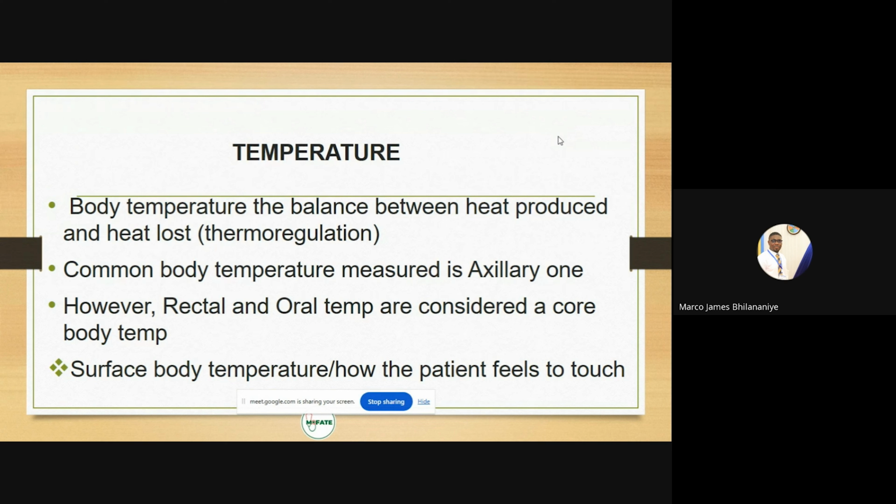So the temperature of the body is again a very important parameter to monitor. As the temperature goes down or up, it might affect the metabolic activity of the patient, as well as the oxygen carrying capacity of the patient, and it may lead to cardiac arrest as well. So temperature again is very important to monitor during patient monitoring.